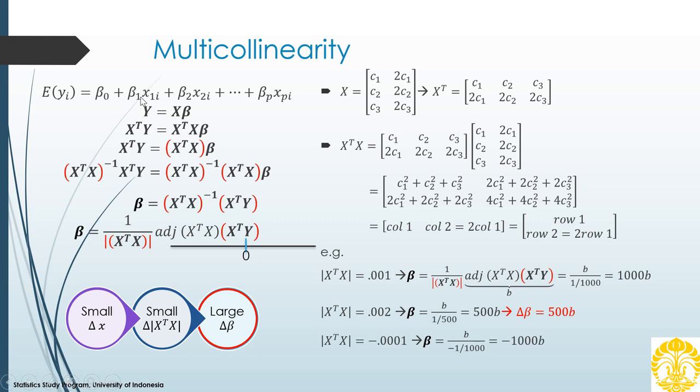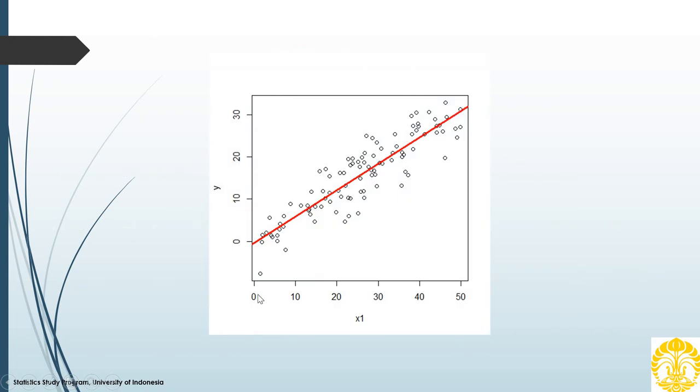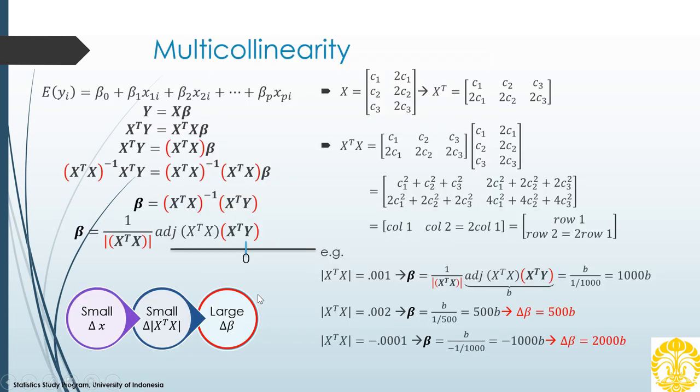Because simply speaking, correlation between x means in your data matrix here, one column is kind of like a combination of the other column. The consequence is that the determinant of x transpose x is close to 0, which means that a small change in x leads to big changes in the estimated beta value, which means that what you're saying in there is not really consistent.